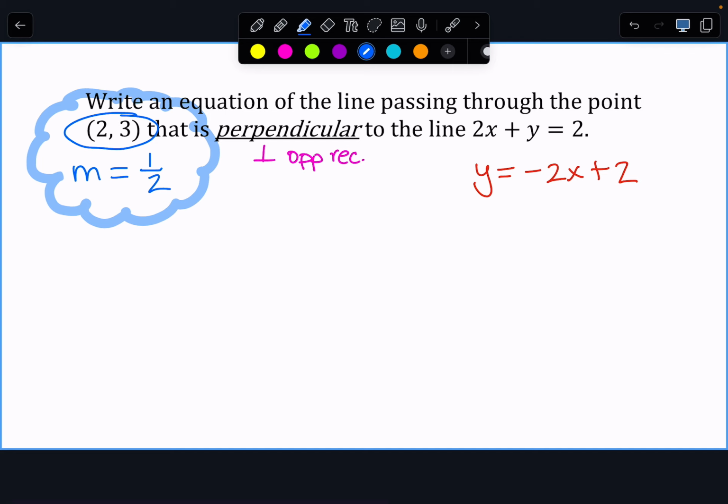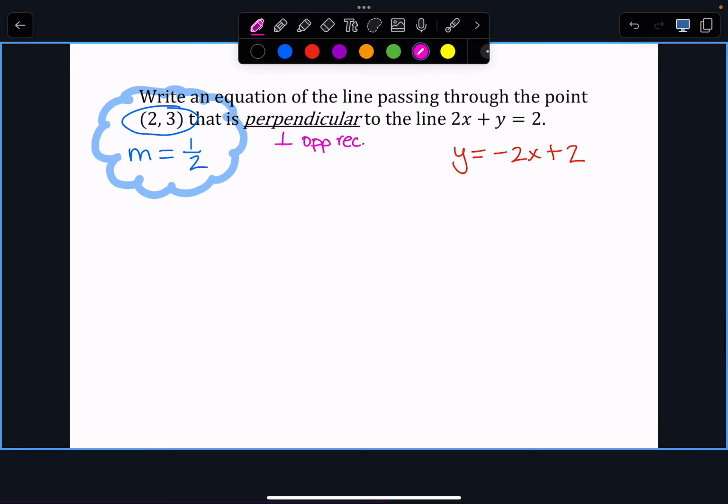Okay, check in with your table. What are you getting? 1/2 x plus 7? Plus 2? I got plus 2. No, because they're perpendicular. All right, I just heard 3 different numbers for our b. Okay, I'm hearing y equals 1/2 x plus 2, minus 2, plus 2. Okay.